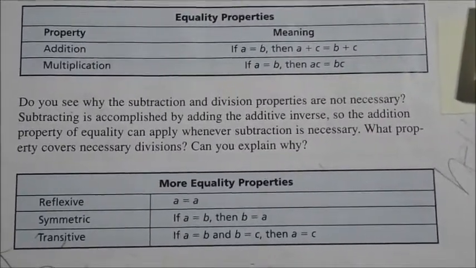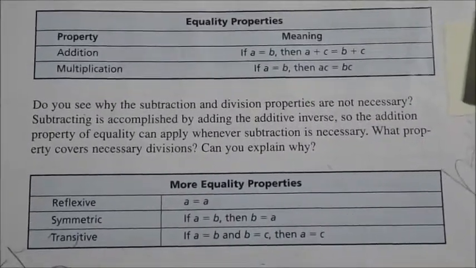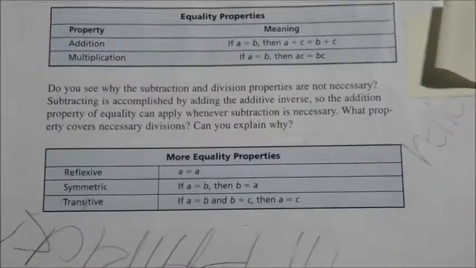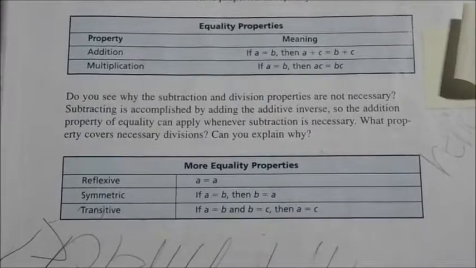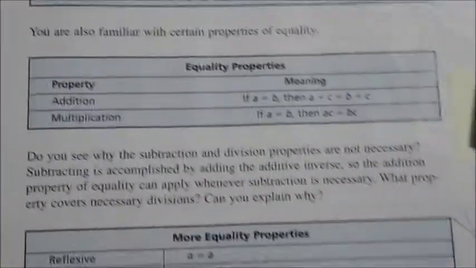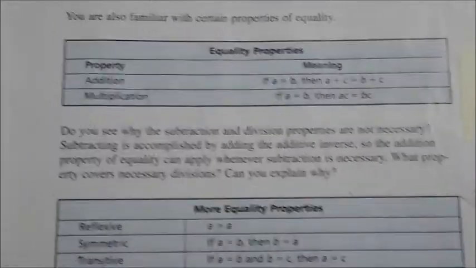Alright, I'm going to do a video that's going to do a couple sections from chapter 3. So I'm starting in section 3.1 and I just wanted to focus on these two boxes right here that are called equality properties and just go over what they are saying, what they mean.